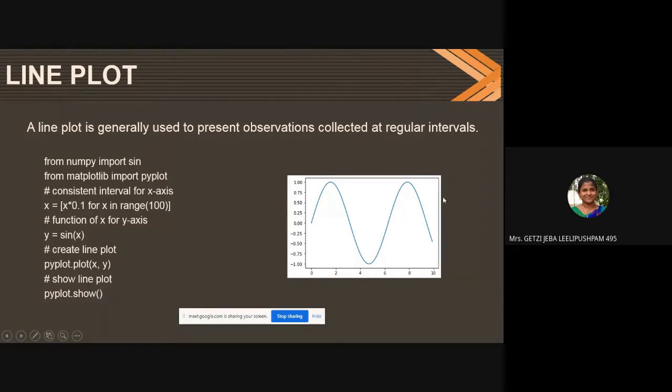So you will get an output like this. Can you see here on the right side, you will get an output which is a continuous sine wave. You would have discussed enough about the sine wave in your mathematics. This is about the line plot. So what is the next plot?